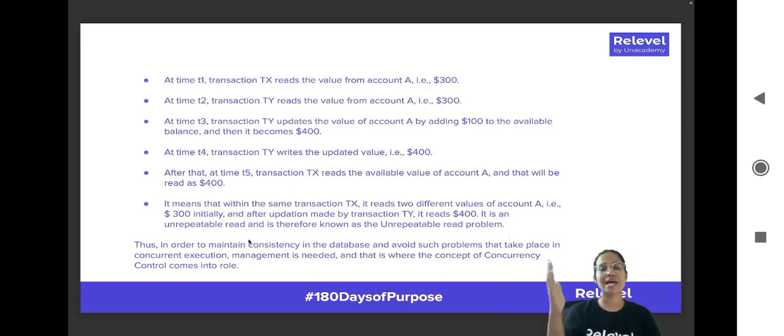Why? Because simultaneously something else is also updating the database. Now this is an unrepeatable read problem, right? And it is therefore known as an inconsistent read problem as well. So that is why, in order to maintain consistency in the database and to avoid such problems of concurrent transactions, management is needed. Concurrency control mechanisms are needed so that all problems of this kind are avoided.